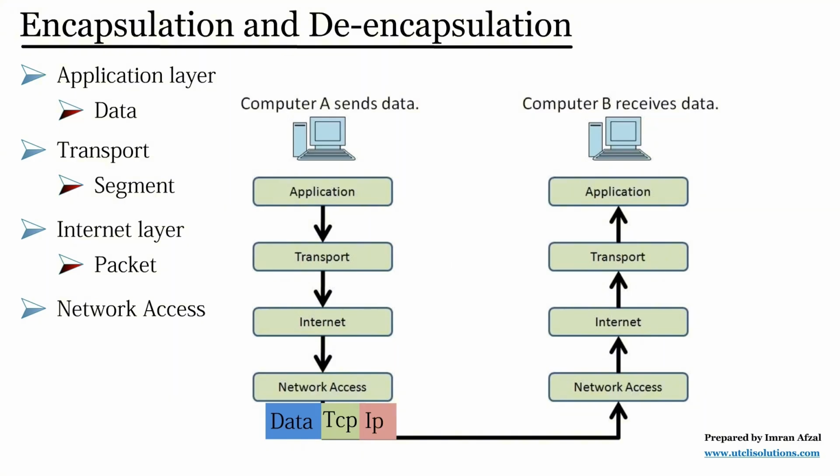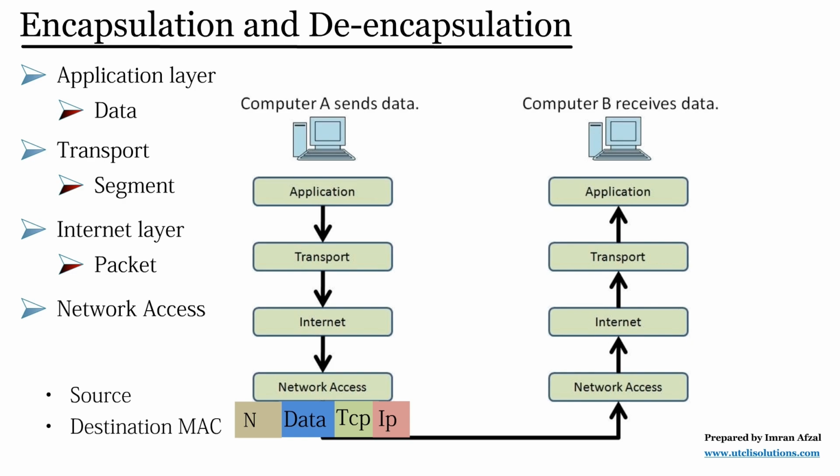This layer prepares the packet for transmission on the local network. It adds a header and a trailer to create a frame. The header includes source and destination MAC addresses, which identify devices on the same local network. The trailer includes a frame check sequence, which helps detect errors during transmission. Since we have already discussed MAC addresses in earlier lectures, you should be familiar with their role in local delivery.